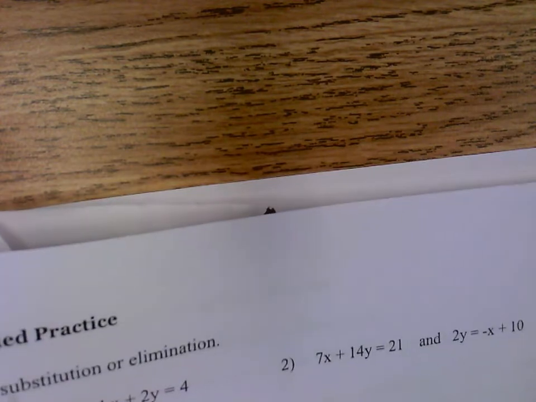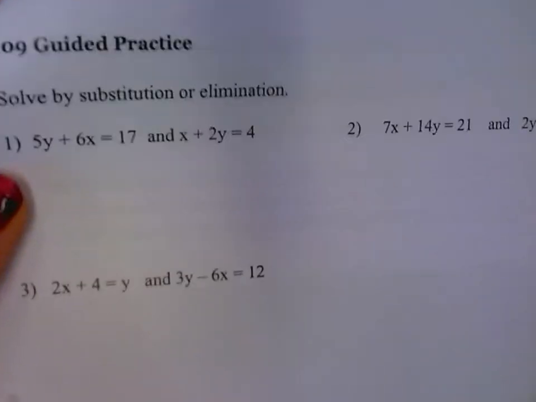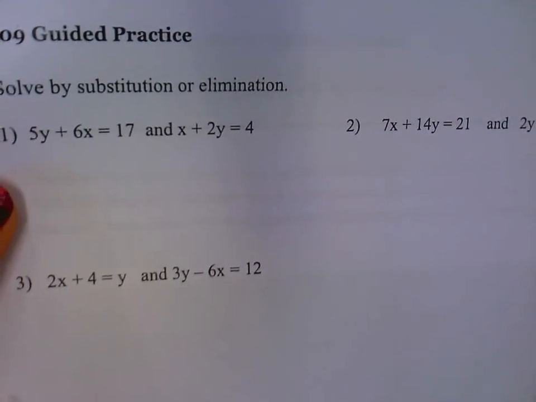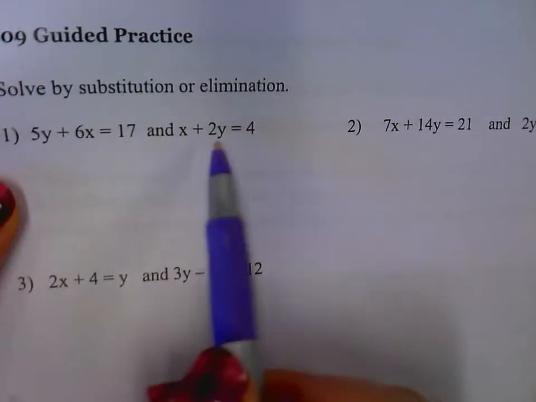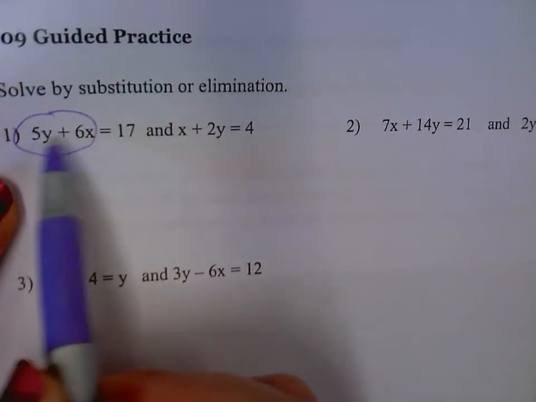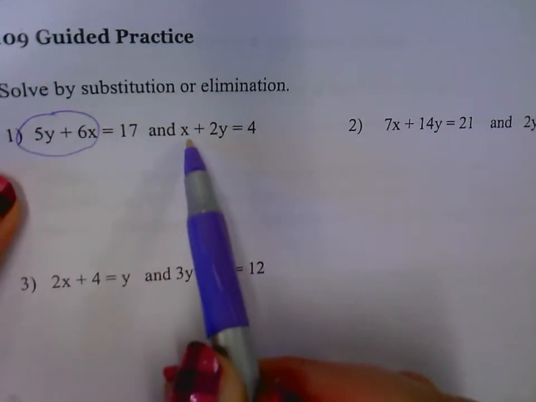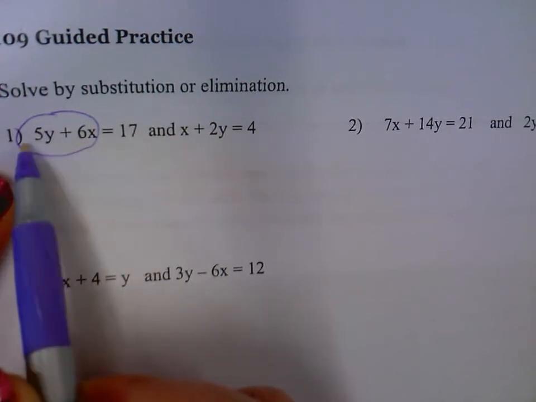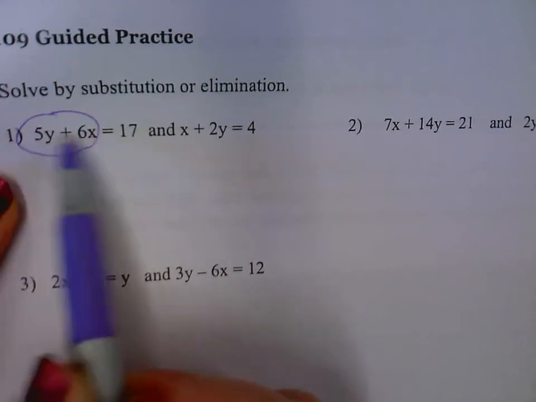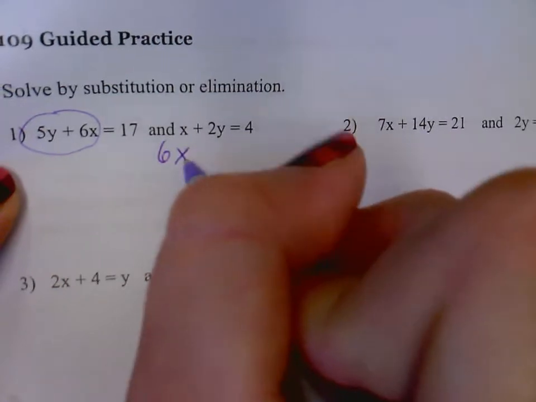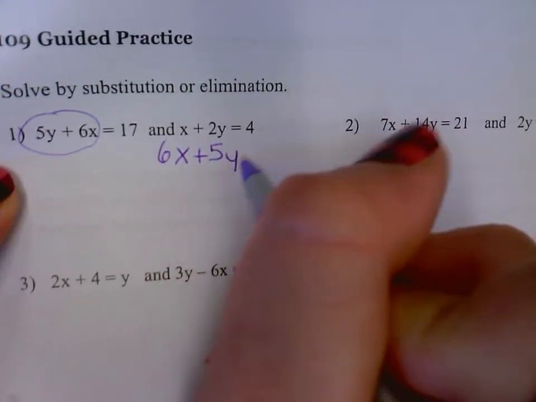Why don't we try number 1 on the next page by elimination, but I'll help you get it set up just so they're on top of each other, because see how they're not lined up? If you notice that the 5y is reversed with the 6x, and in the second equation, the x is coming before the y, if something is on the same side of the equation, you can just reverse their order. So I could just change this to the 6x and the 5y coming second. So underneath this equation, I'm going to write 6x plus 5y equals 17.